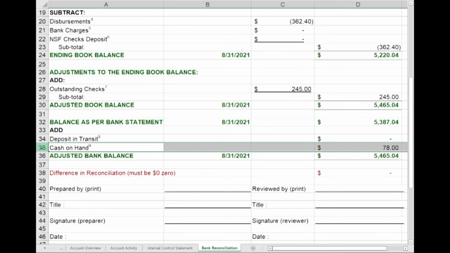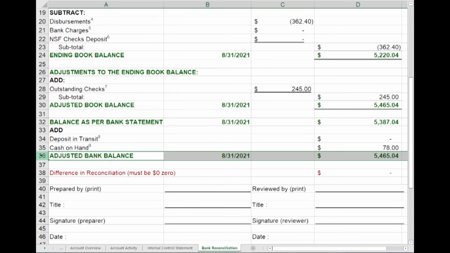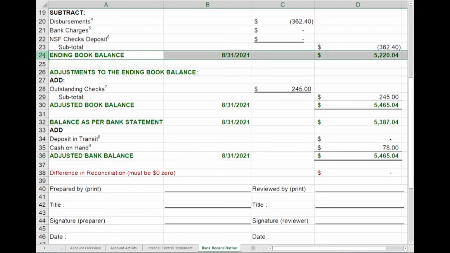Finally, in row 36 we need to adjust for that $78 even though it has not yet made it to the bank. So, in this case, the ending book balance, line 24, is not going to be the same as the ending balance on the bank statement, line 32.